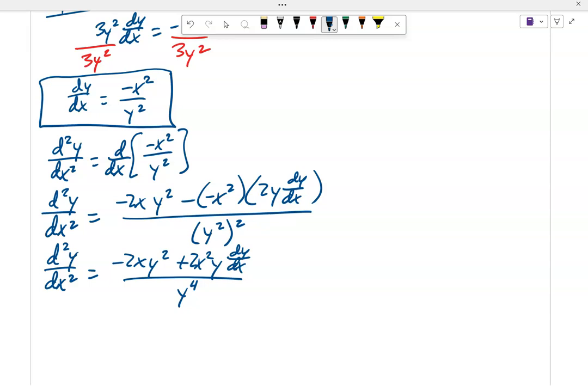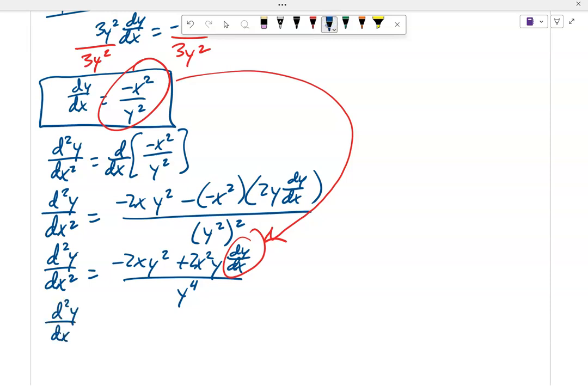Now you're looking at that dy/dx and you're like, oh, that's ugly. Well, we know what that is, so we want to make a substitution for dy/dx right there. What is dy/dx? That's negative x squared over y squared, so go ahead and throw it in right there. And then I'll have my second derivative. So the second derivative, once I throw in the dy/dx: negative 2xy squared plus 2x squared y times dy/dx. Again, we know that's negative x squared over y squared because we already found that. And this is all over y to the fourth.